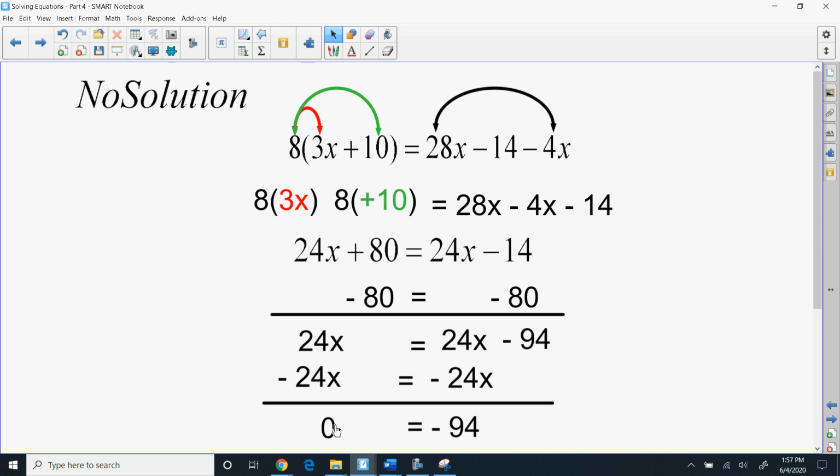So that canceled out. On this side, this 24x also canceled out, and I have just the minus 24. But 0 is not equal to minus 24. So that cannot be. That's incorrect. So that's not true. So a not true is a no solution.